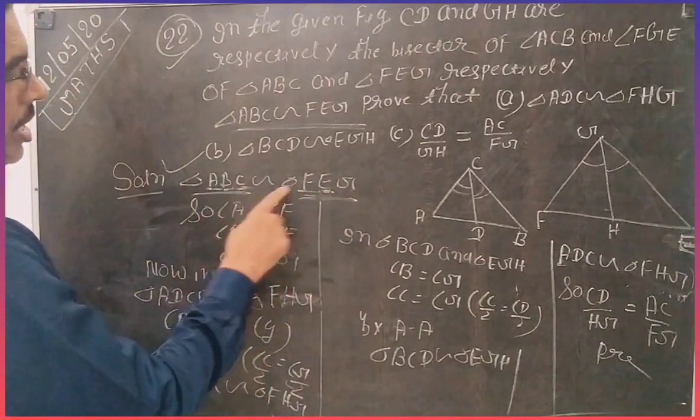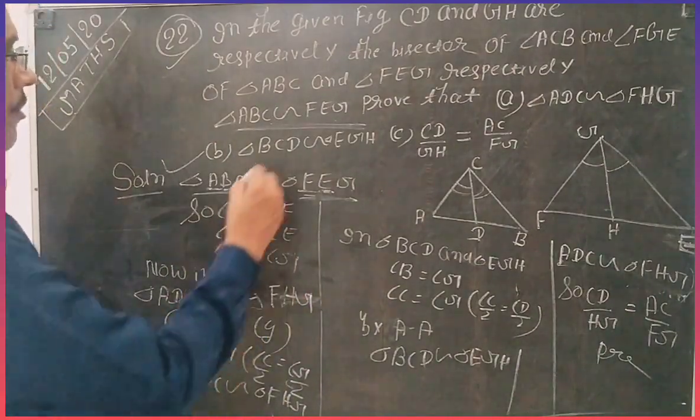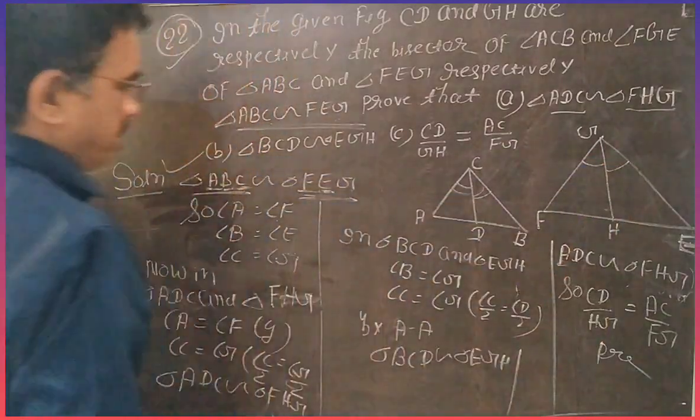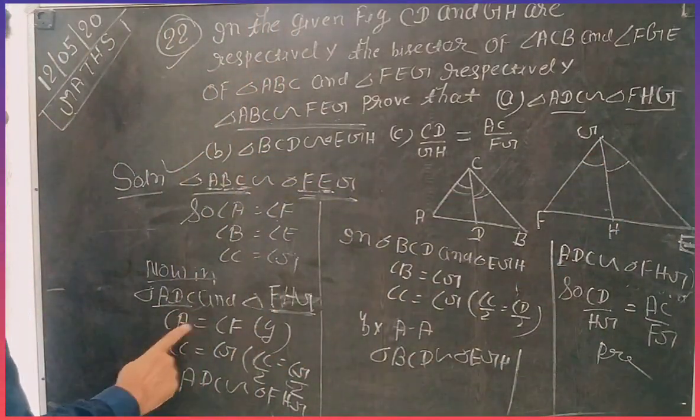Because these are two similar triangles, their corresponding angles are equal. So I write here equal. Now find the relation between these two triangles. One is ADC, another is FHG. I write ADC and FHG. What is equal? A is equal to F.